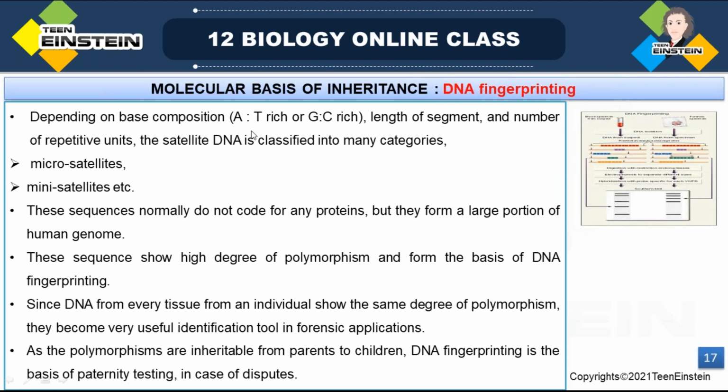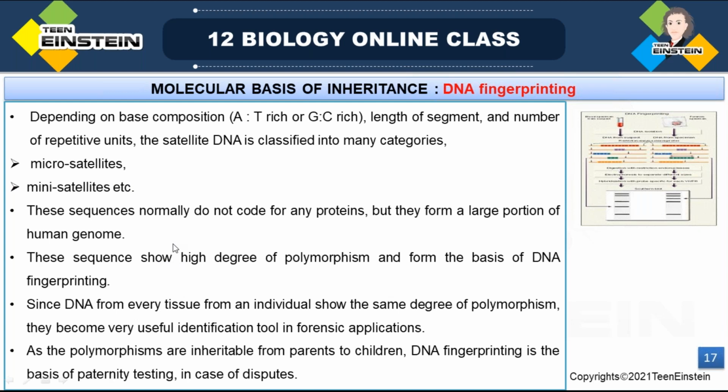So depending upon the base composition, AT rich or GC rich, the length of the segment and the number of repetitive units, the satellite DNA is classified into many categories. Why am I repeating all these things? Because based on all these, you can write about DNA fingerprinting. You should be clear with this DNA fingerprinting, then only you can think about its application level. The repetitive units of the satellite DNA are classified into many categories. Which are those categories? Microsatellite and minisatellite.